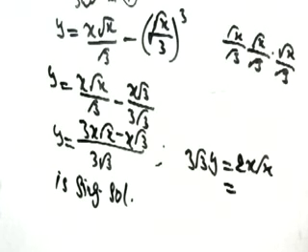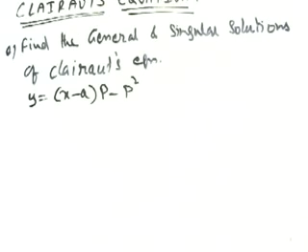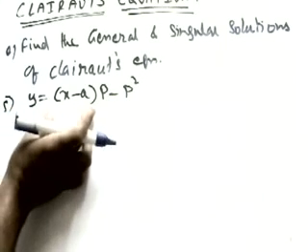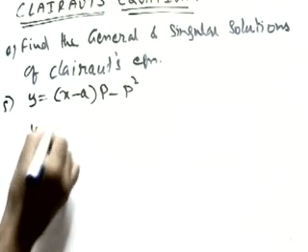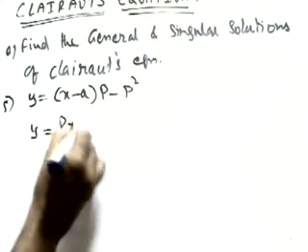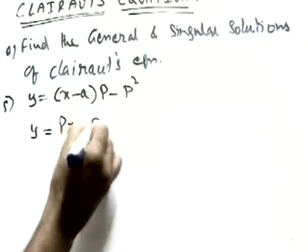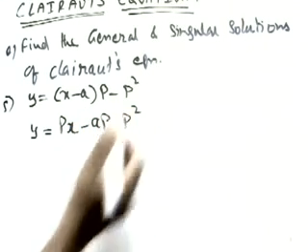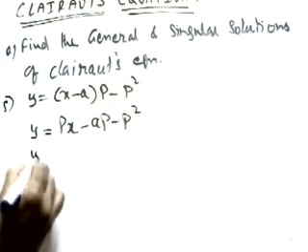So let me do a few more questions on this method. Now see the next question. Find the general and singular solutions of the Clairaut's equation. You see here, just change this. After just changing it, it will become Clairaut's equation. y equals, multiply x into p will be px minus a into p, ap minus p square.